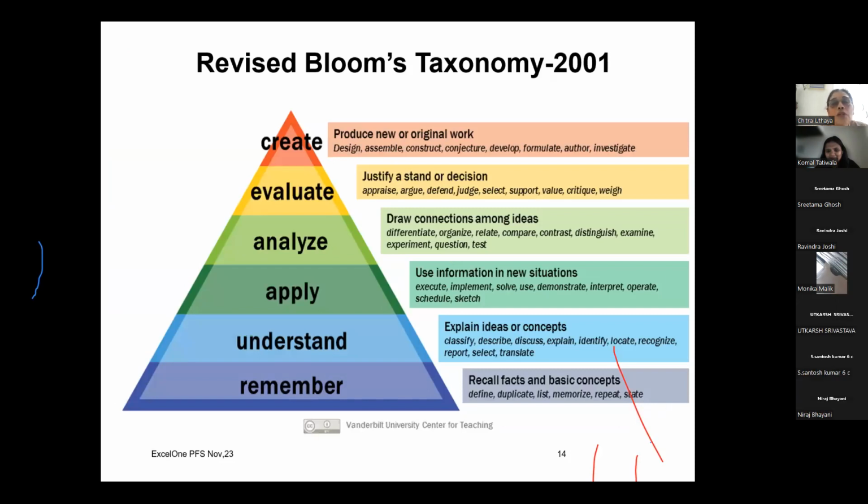So these are some verbs. I'm sure you are familiar with the verbs that are used at different levels. So in remember, you would say define something, repeat, list. Under understand, you would ask students to classify, describe, explain. Apply, you would ask students to demonstrate something or use it in a new situation. Analysis talks about actually breaking up a whole into its parts. Evaluate is to make judgment, and create is to come up with something new.